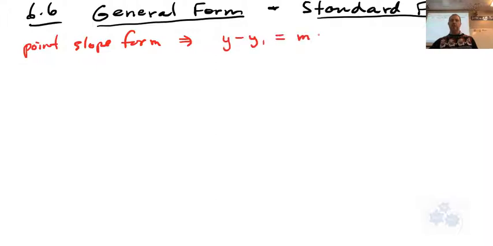Alright, so this is a brief lesson on section 6.6. I'm just going to tell you about general form and standard form. Let's first of all review point-slope form. We just took a look at that, right? Point-slope form is y minus y1 equals m times x minus x1.